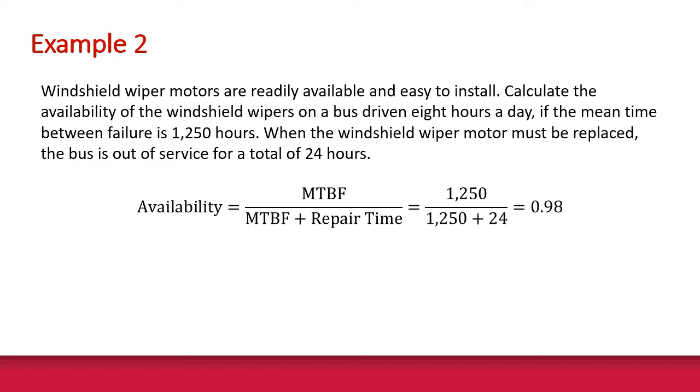Another example: windshield wiper motors are readily available and easy to install. Calculate the availability of the windshield wipers on a bus driven 8 hours a day. If the mean time between failures is 1,250 hours, when the windshield wiper must be replaced, the bus is out of service for a total of 24 hours. So here we can use our formula. The mean time between failures is given, 1,250. It doesn't take 24 hours to repair the wiper, but we're told that it's out of service for 24 hours. So if we plug in our equation, we get 0.98. That's the availability.